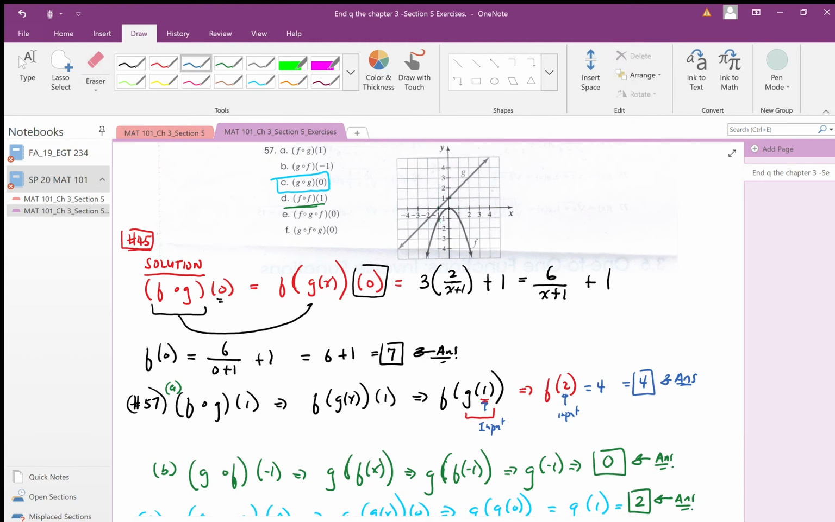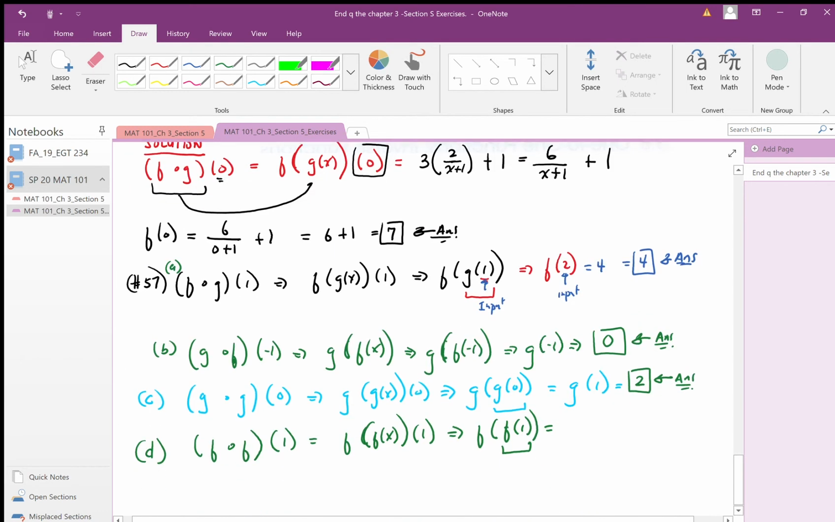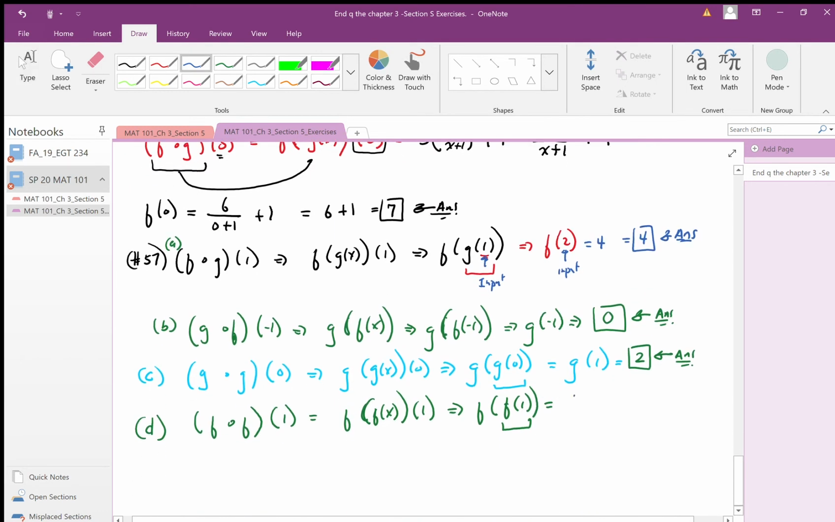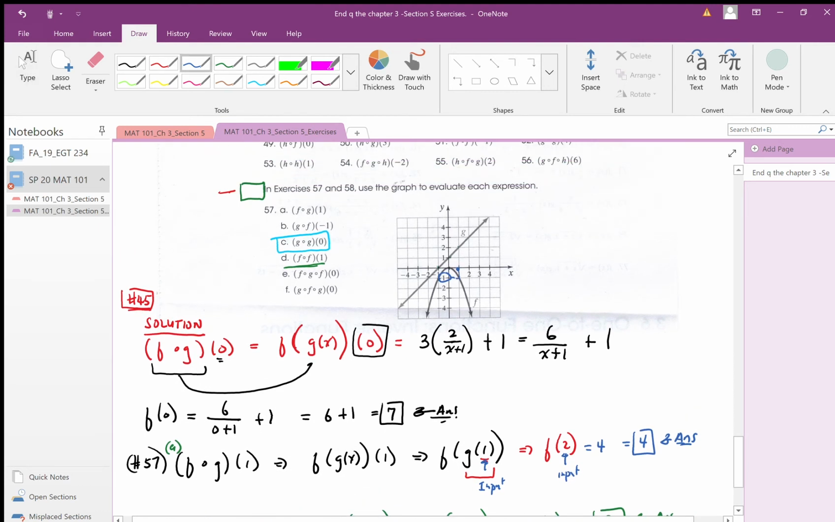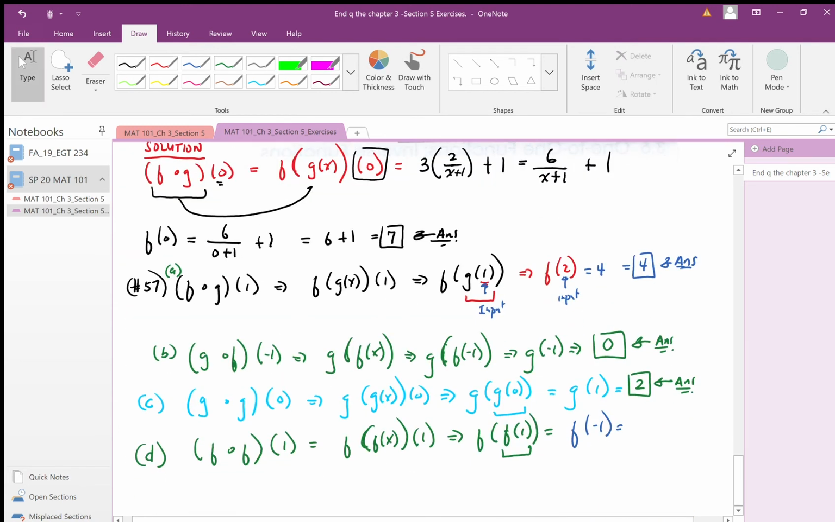On the x value is 1, and I come down to the f graph, and I go over, that's my y value, which is negative 1, right? So equals f of negative 1. Well, when I come down to negative 1 on my x-axis, and I come down to my f graph, and I go over, that's also going to be negative 1, and that's going to be my answer here.